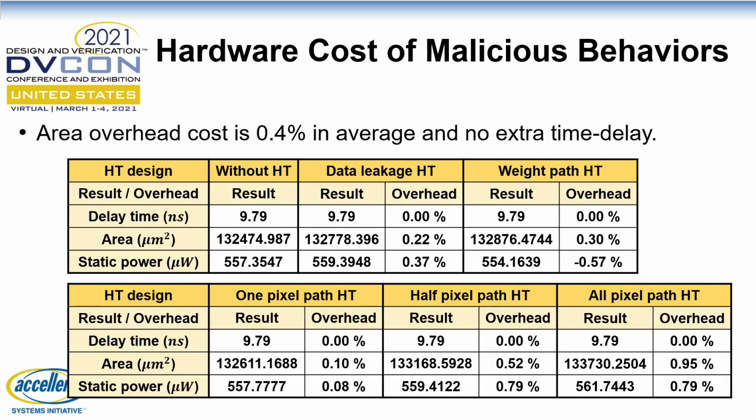We run logic synthesis of the module with malicious behavior included under the TSMC 90nm process by using Synopsys Design Compiler. The reason why we estimate the hardware cost of each malicious behavior is that the Trojan may be detected by conventional verification tools due to its noticeable hardware costs.